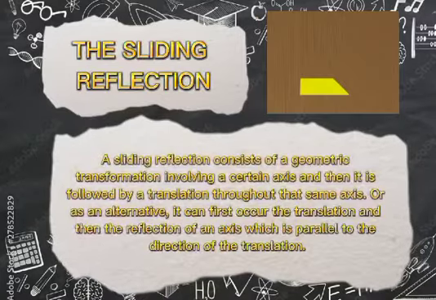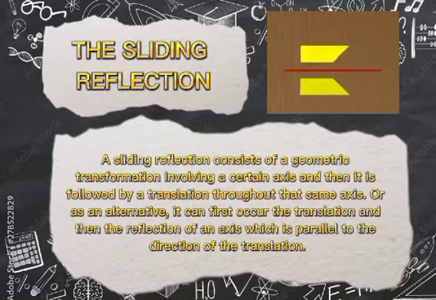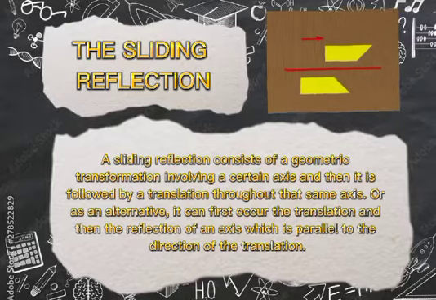A sliding reflection consists of a geometric transformation involving a certain axis, followed by a translation along that same axis. Alternatively, the translation can occur first, and then the reflection over an axis which is parallel to the direction of the translation.